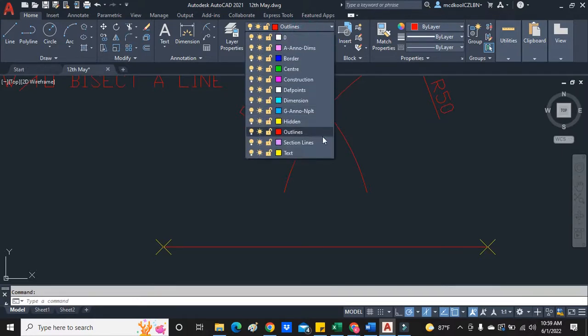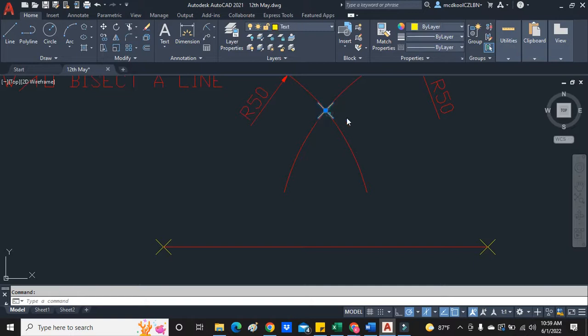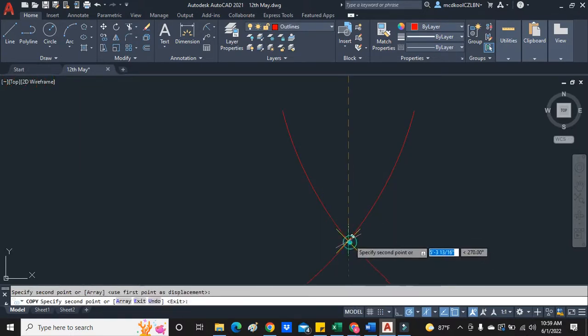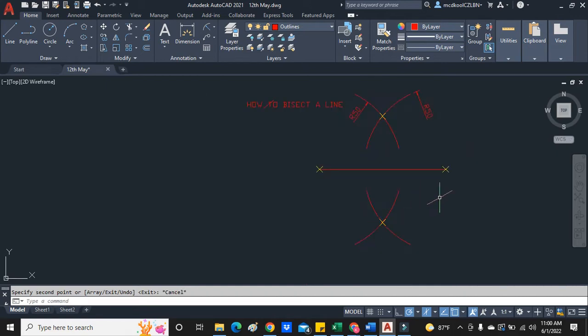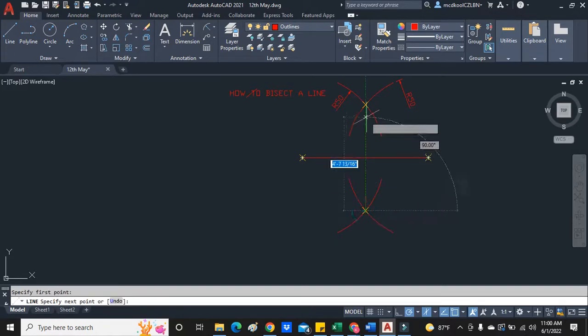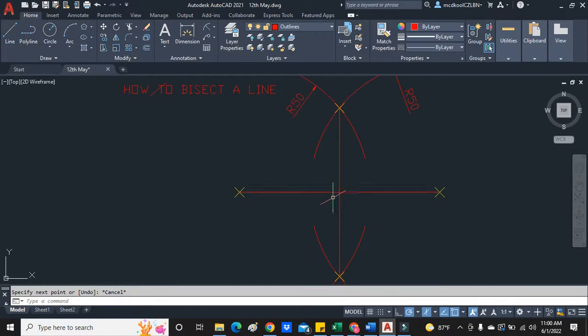I'll just make that yellow. And where they meet at the bottom is another point. So all you need to do now is connect them to one another. And when we connect these points to one another, they bisect this line specifically in half. Do you understand that so far?